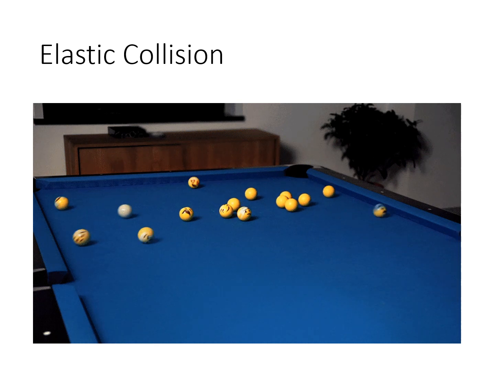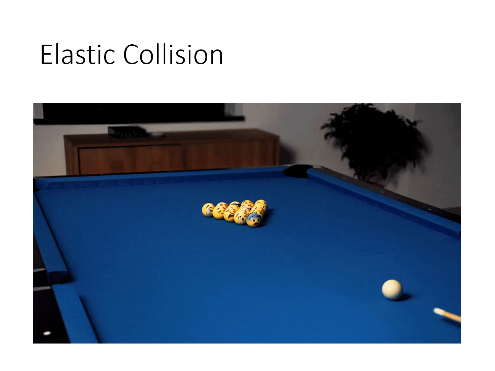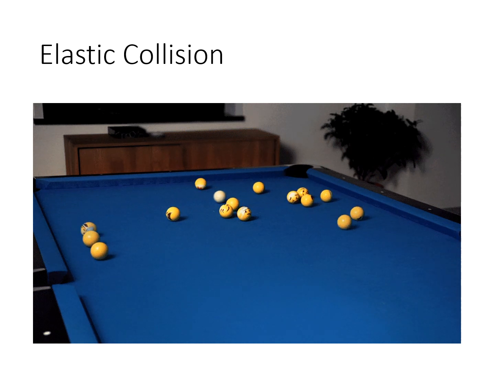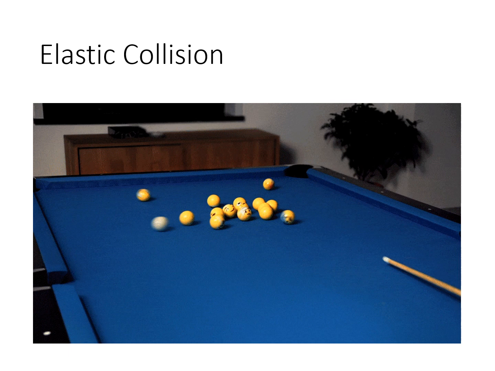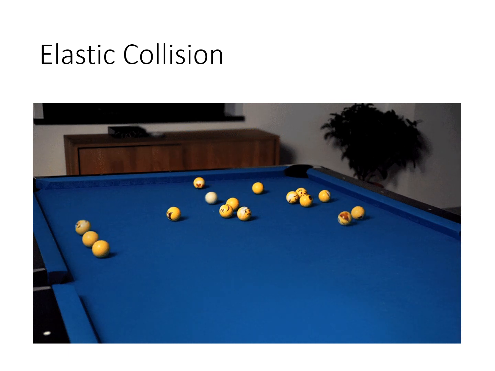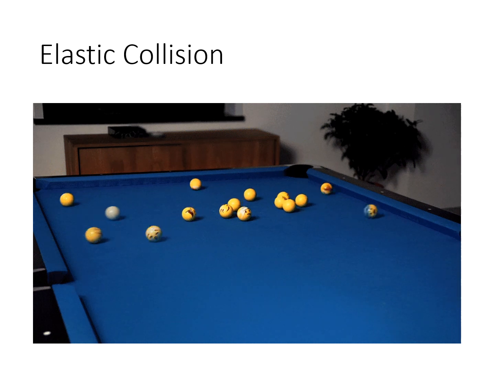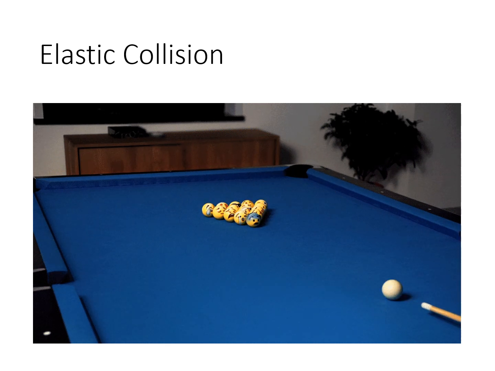So this is an example of an elastic collision, and what do you see? Well, you see the cue ball hit the other balls, and then suddenly most of the other balls are in motion. So what happened here? Well, again, energy was transferred from the white ball to the yellow balls. That is, no substantial energy was lost in this system due to collision. And this is the nature of an elastic collision.